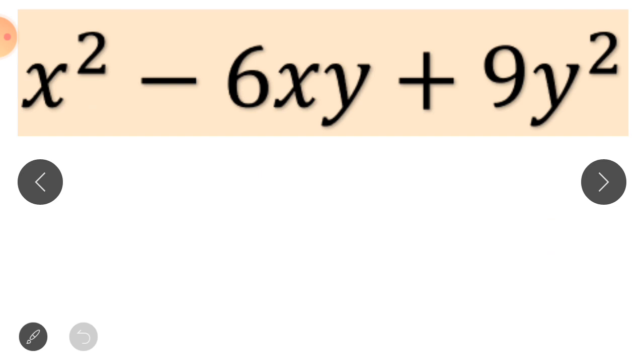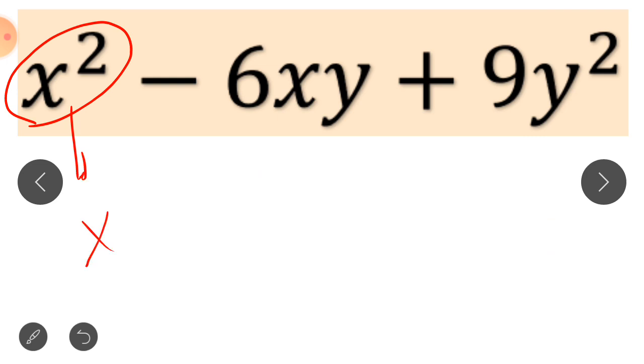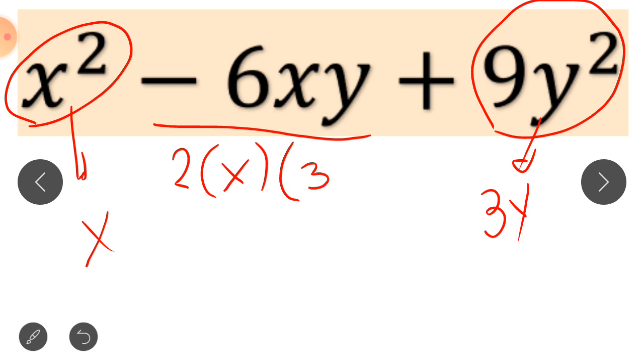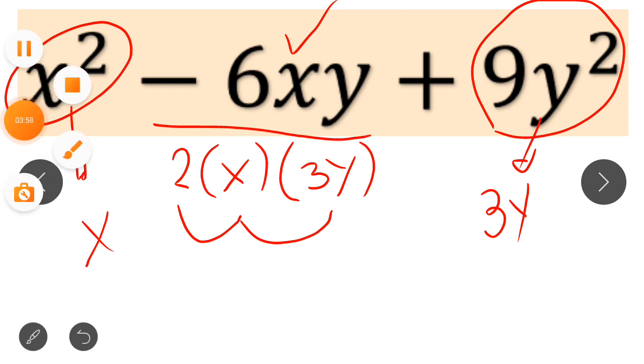Next one. So let's check the first term. The square root is x. The last term, the square root of 9 is 3. The square root of y squared is y. Then the middle term is twice the product of the square root of the first and square root of the last. So 2 times x, 2x, 2x times 3y, 6xy. So check. x squared minus 6xy plus 9y squared is a perfect square trinomial.